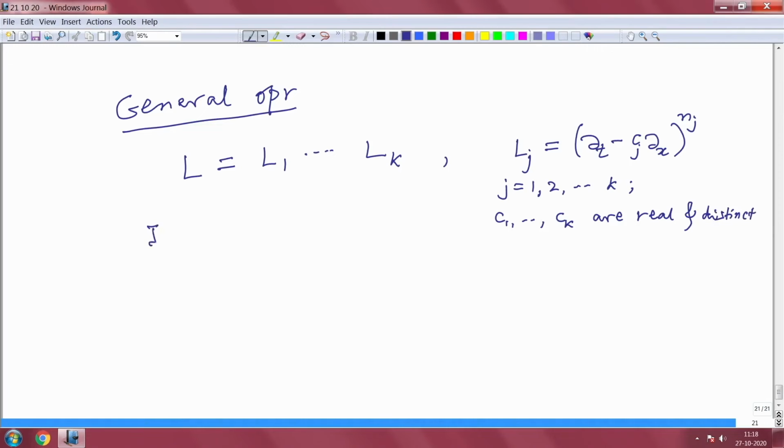So, if n j equal to 1 for all j, then we have simple characteristics. So, that leads to simple characteristics. And if n j is bigger than 1 for some j, even for one j, it is multiple characteristic problem.